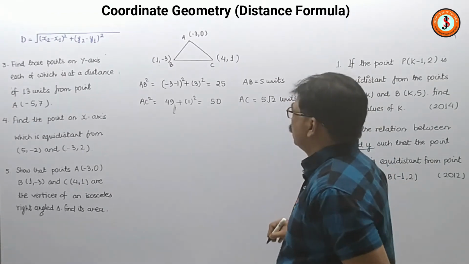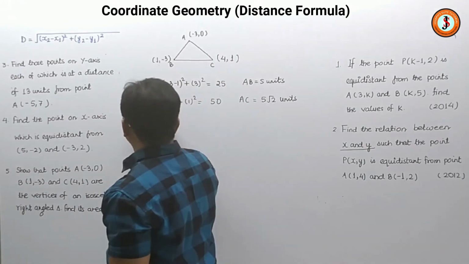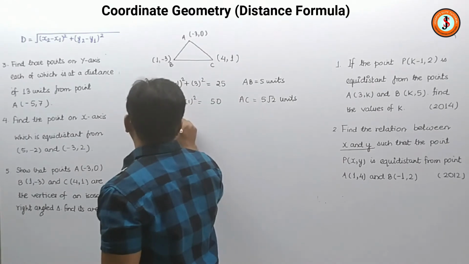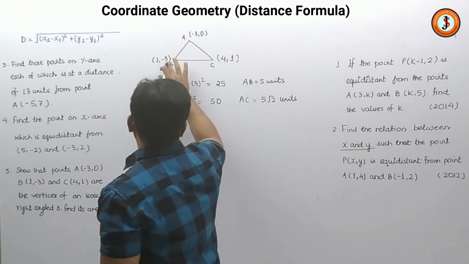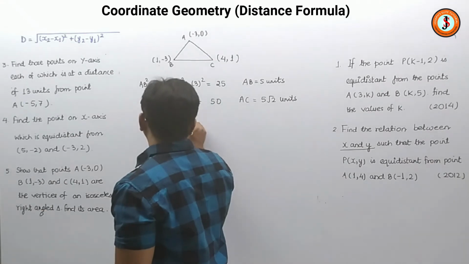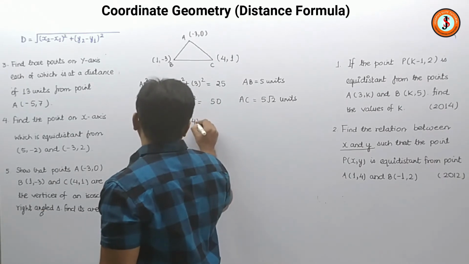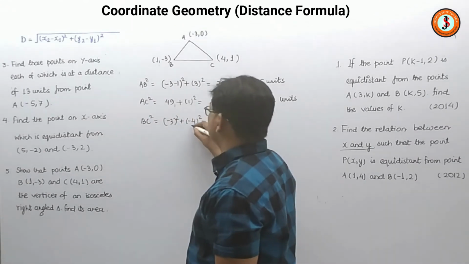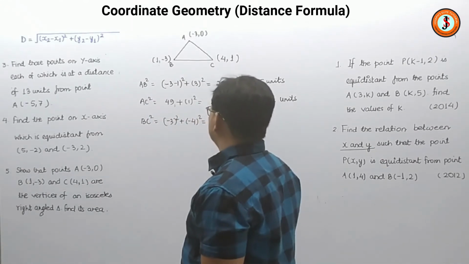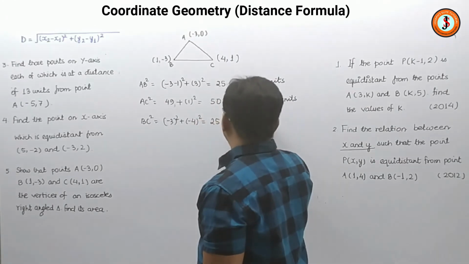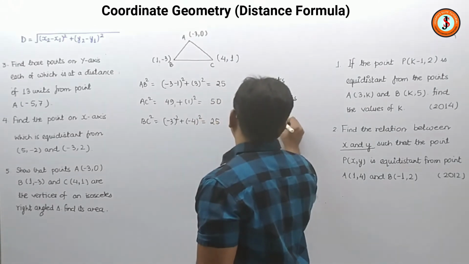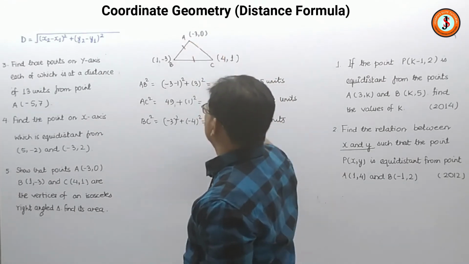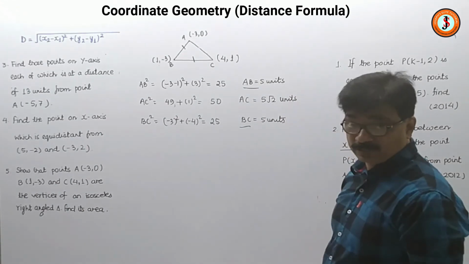Okay. Now we go to BC square. BC square is 1 minus 4, that means minus 3 the whole square, plus minus 3 minus 1, so minus 4 the whole square. So this is 9 plus 16, that is 25, so BC will be equal to 5 units. Now have a look. AB is equal to BC, so that means this is an isosceles triangle.